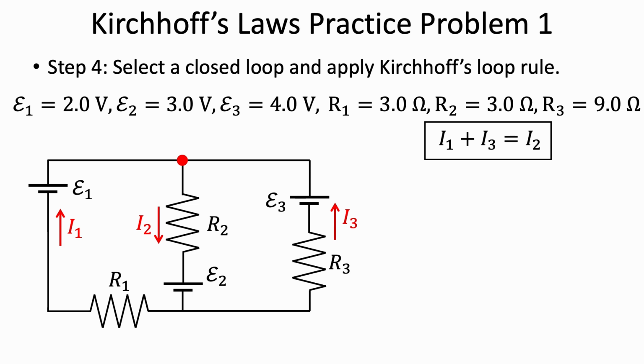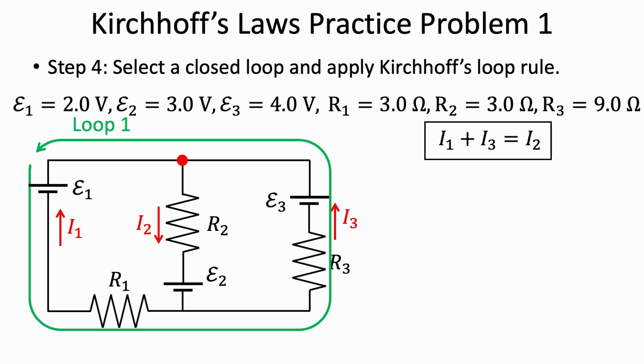In step 4, we need to select a closed loop and apply Kirchhoff's loop rule. I made a video that provides a simple explanation of the loop rule. I encourage you to watch the video after this one if you want to learn more about the rule, including the sign convention. I will choose this large loop starting from the top side of the battery on the left and choose counterclockwise for the direction.